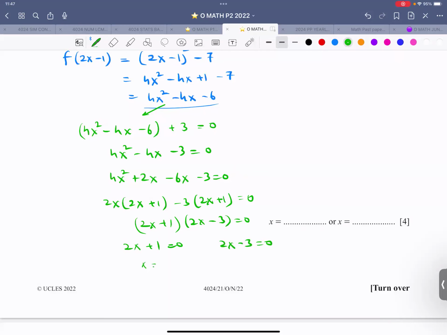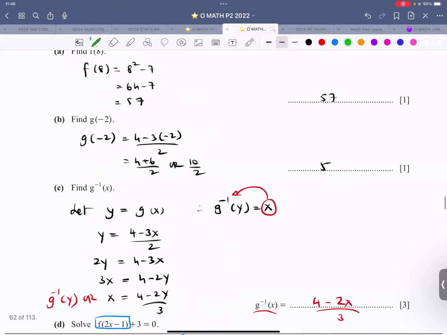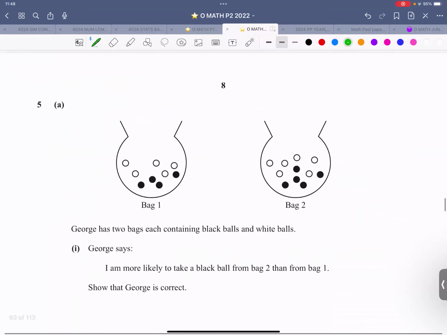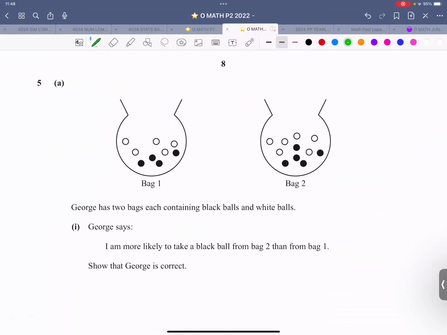And what do you get? We get negative half. We get positive 3 over 2. This is negative half. This is positive 3 over 2. So this question is also done. Question number 5. Now, this looks like a question of probability, most probably.